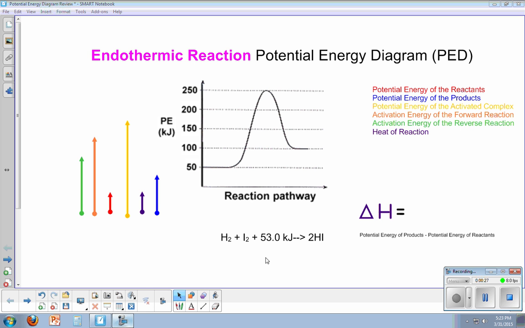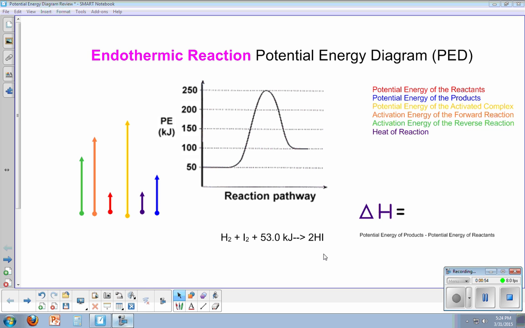Looking at this reaction right here, our reactants are hydrogen and iodine. They have a specific amount of energy stored in the bonds that hold the two H's together and the two I's together. So together, if we add that energy, we have a starting amount of energy that my reaction has. We end with a different amount of energy, a different amount stored inside of my product.